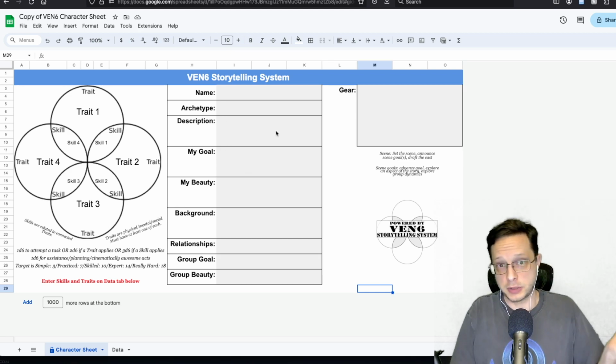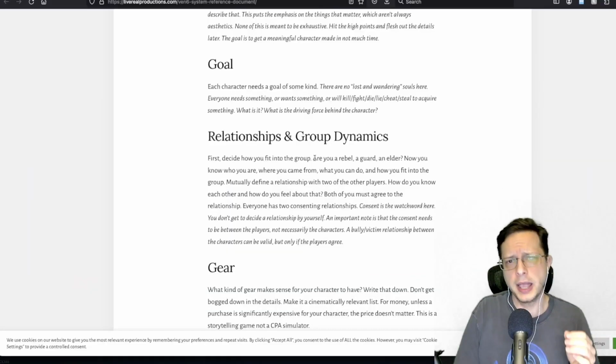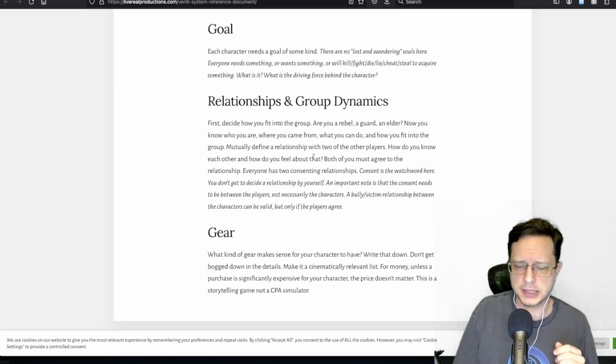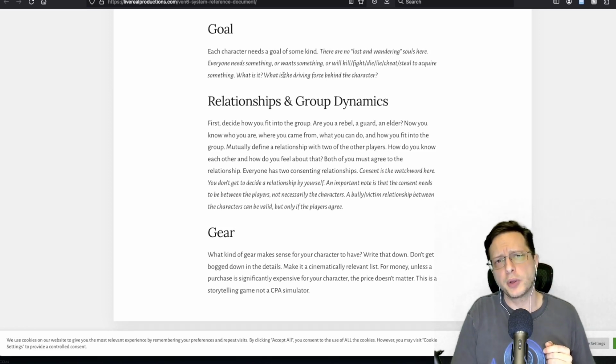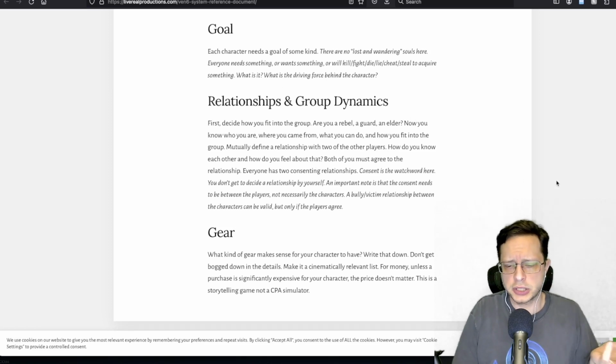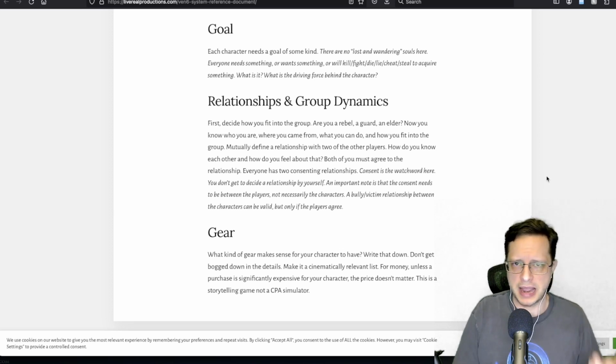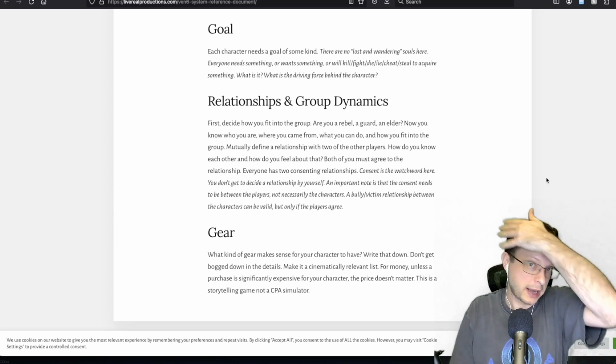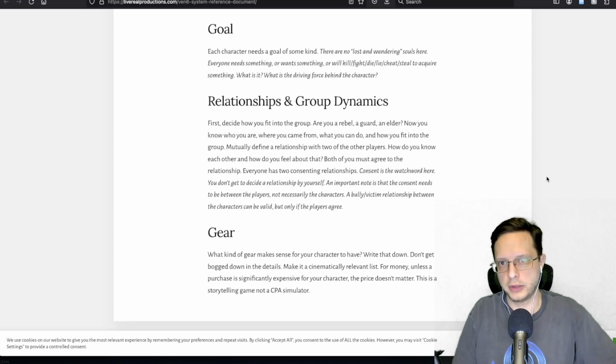And of course, description is somewhat obvious. However, there are some other elements we need to take a look at too. For example, here we are encouraging that each character should have a goal, or each character needs to have a goal of some sort. This is kind of where you're going to.